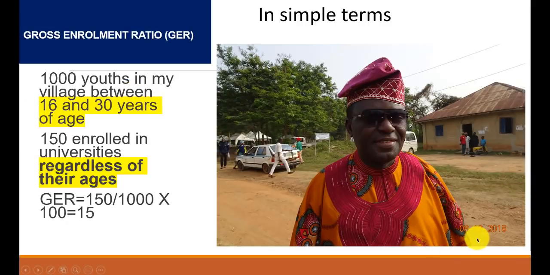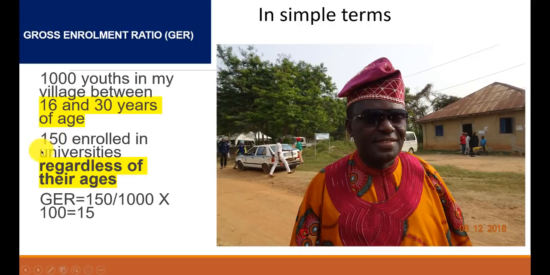This was taken about 3.5 years ago, 8th December 2018. So if we had, just in simple terms, 1,000 youths in my village who are between 16 and 30 years of age. Why did I put 16 and 30 years? Because this is like the official age, 30 years NYSC. After 30 years, you can't be mobilized. So you're taking 16 and 30 years as the official age.